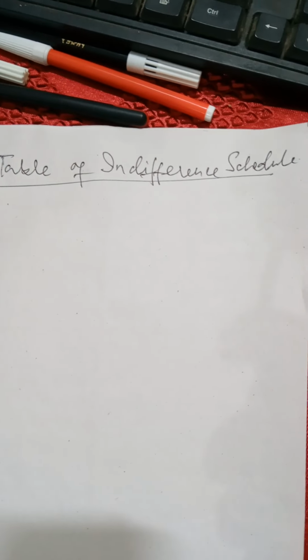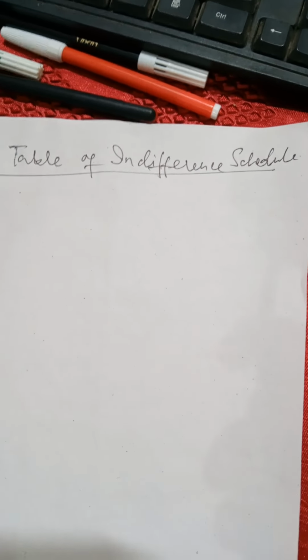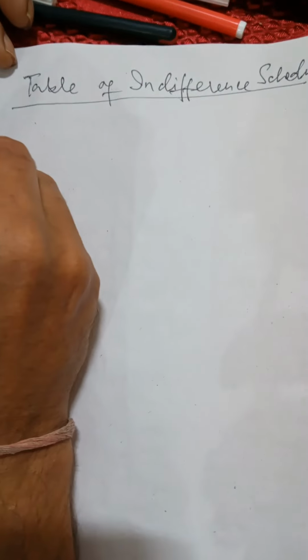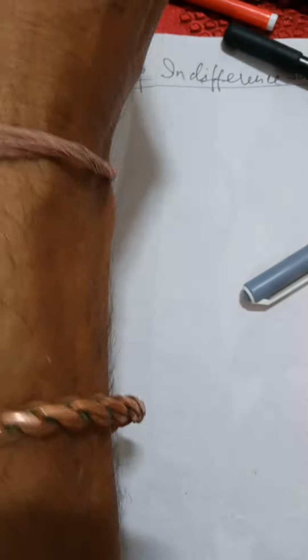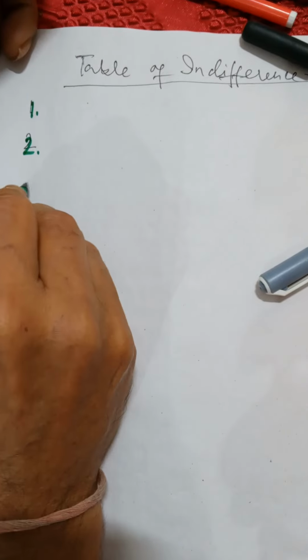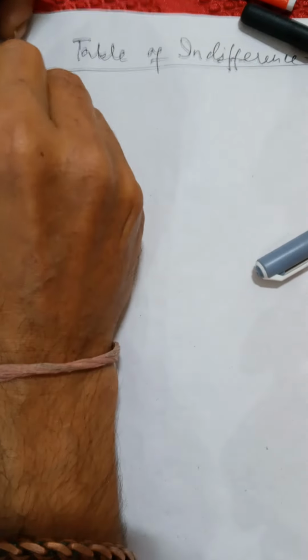Now the consumer is thinking consciously, judiciously and rationally, and he or she is able to make many combinations of two fruits, each of which gives the consumer the same level of satisfaction. So this is combination 1, combination 2, combination 3 and combination 4.